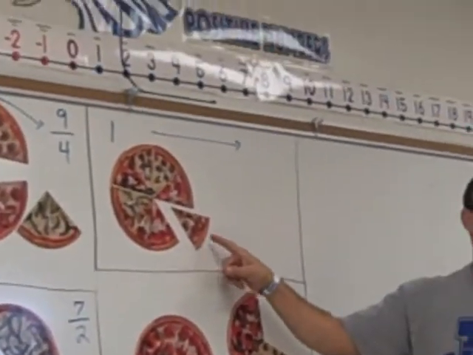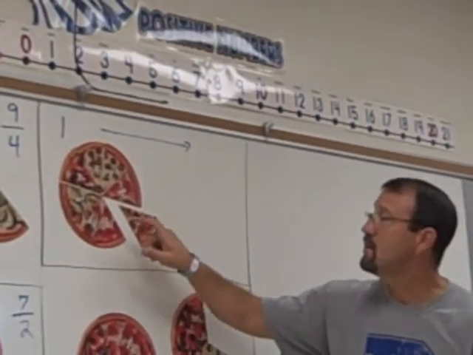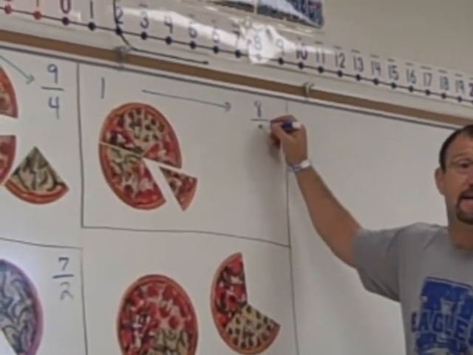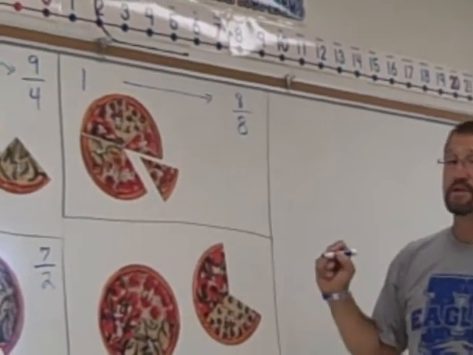What do I have this? They're all what? 8. How many of them? 8. 1/8. So it's 8 eighths.